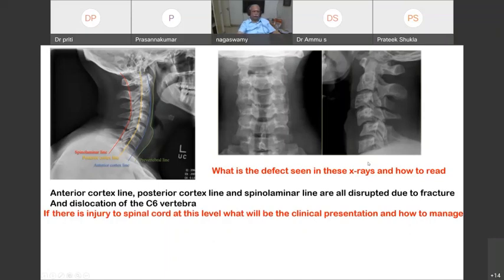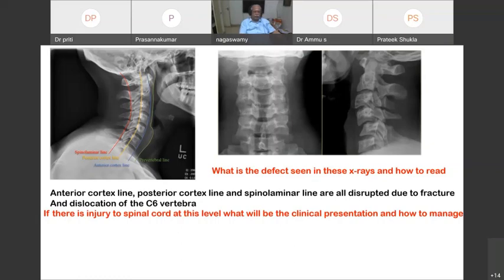So if there is injury to the spinal cord at this level, what will be the clinical presentation and how will you manage? The trauma scenario, spinal cord injury, spinal vertebral injury at C6 level. What can happen? The patient has respiratory paralysis. Will the diaphragm be working or not? Diaphragm will not work, sir. Diaphragm won't work, is it? What is the root value of the diaphragm? The phrenic nerve, that is up. C3 to C5, isn't it? Yes, sir. The diaphragm will be spared. Phrenic nerve is spared, isn't it?